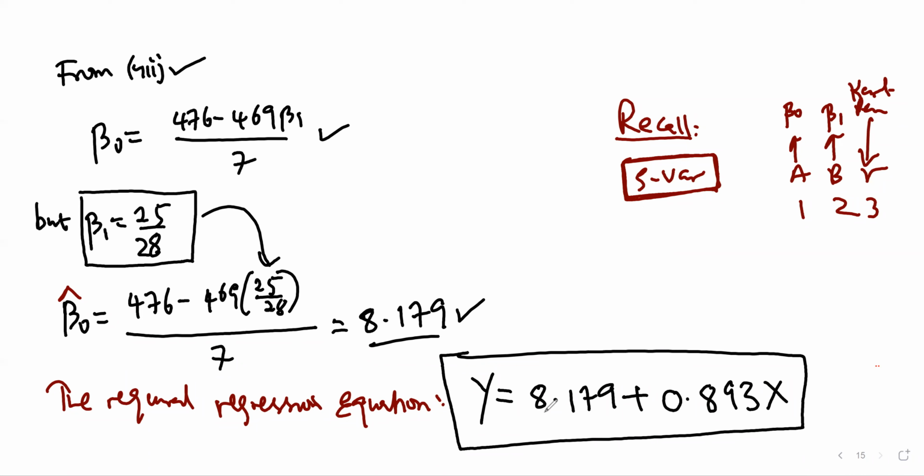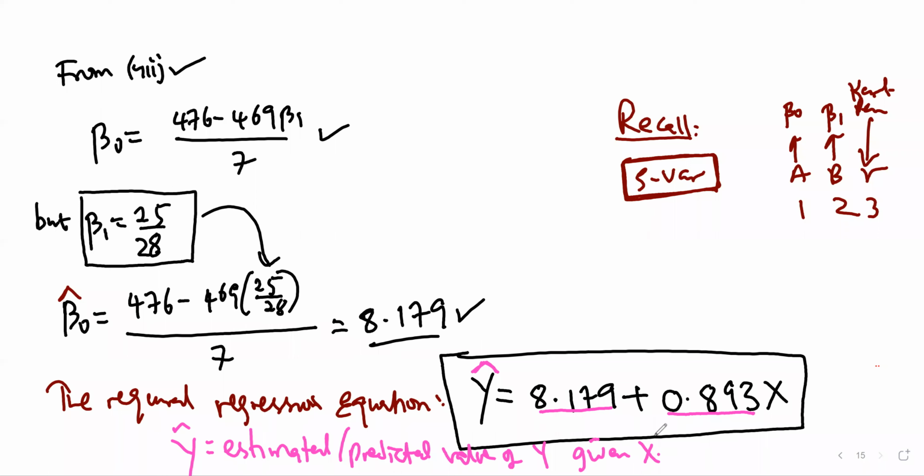But remember, this is an estimate of beta naught, and this is an estimate of beta 1. So even here, this is an estimate of y. So you also put a hat on top of y. So this is the estimated value of y. So y hat here is the estimated or the predicted value of y given x. If you are given the value of x, then that is the predicted value of y.